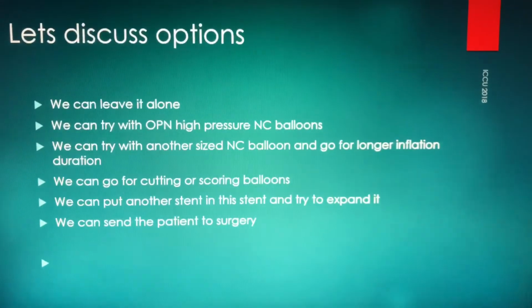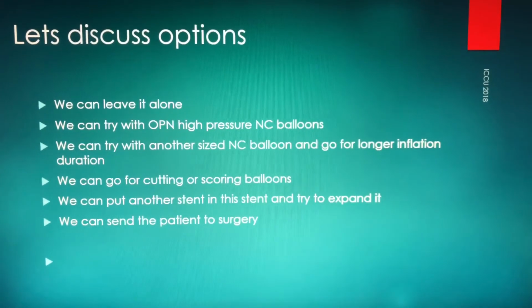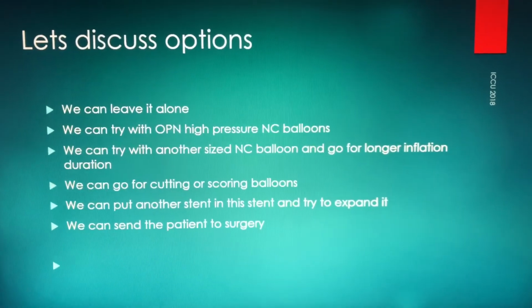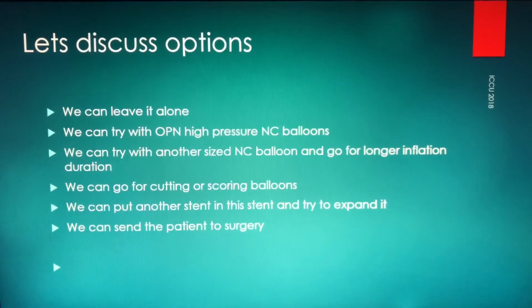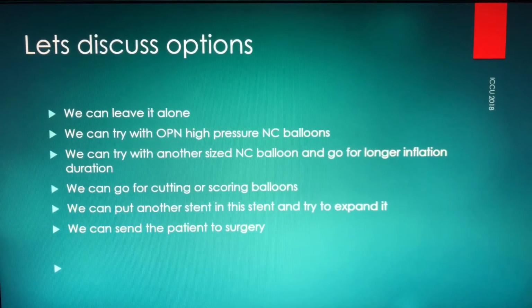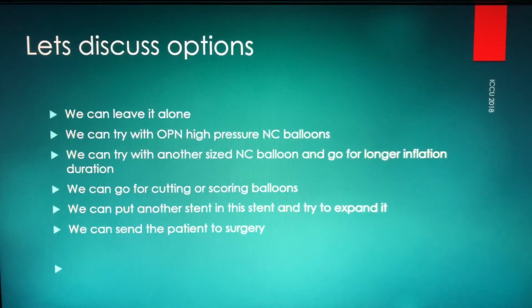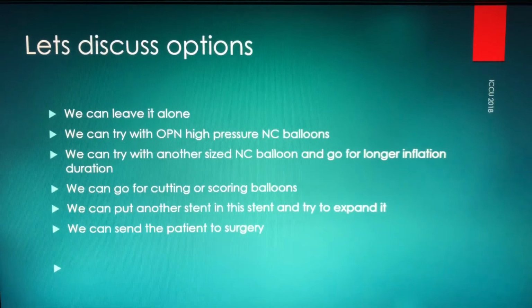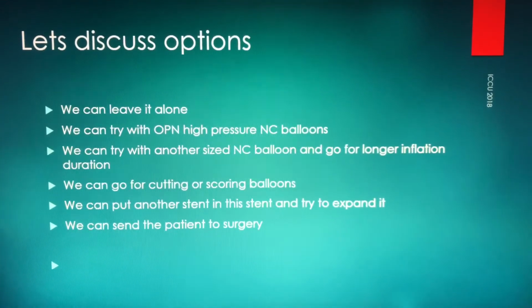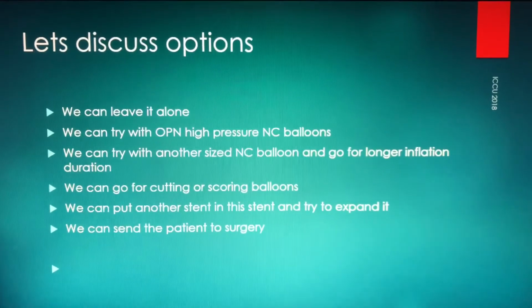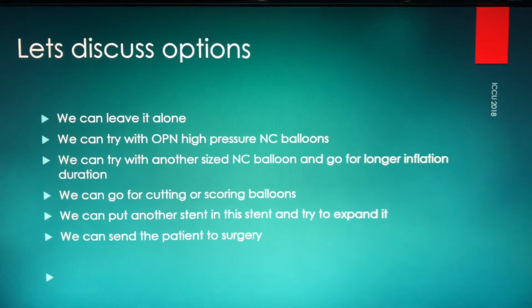For this patient, we can leave it alone. We can try OPN high-pressure NC balloons. We can try another size NC balloon and go for longer inflation duration. We can go for cutting or scoring balloons. We can put another stent in the stent and try to expand it, and then we can send the patient to surgery. All of the above options are not good options, and there are some interventional options also, as we will discuss.